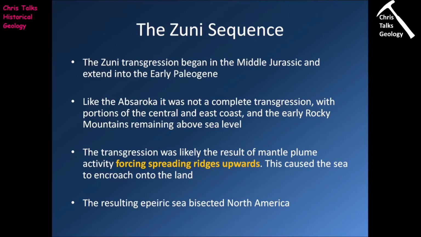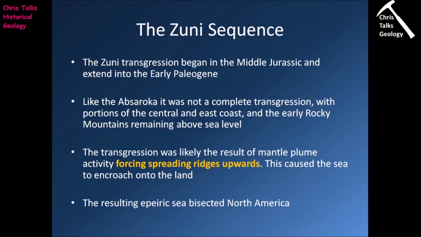So the Zuni sequence was driven by a transgressive event which was likely the result of mantle plume activity forcing spreading ridges upwards. So obviously we know that spreading ridges in the middle of the oceans, which we also refer to as divergent plate boundaries, actually are higher than the surrounding seafloor. They can be about 1 to 1.5 kilometers higher than the seafloor either side. Now, this is primarily because underneath the ridge we have large quantities of magma. And obviously magma is naturally buoyant, it wants to rise, and so the upwards force of this magma wanting to rise pushes the crust up.